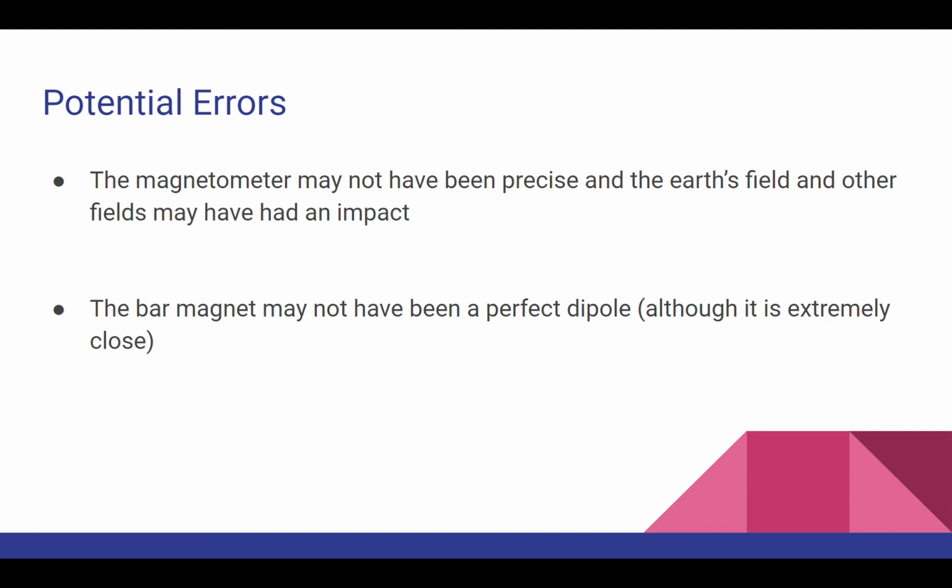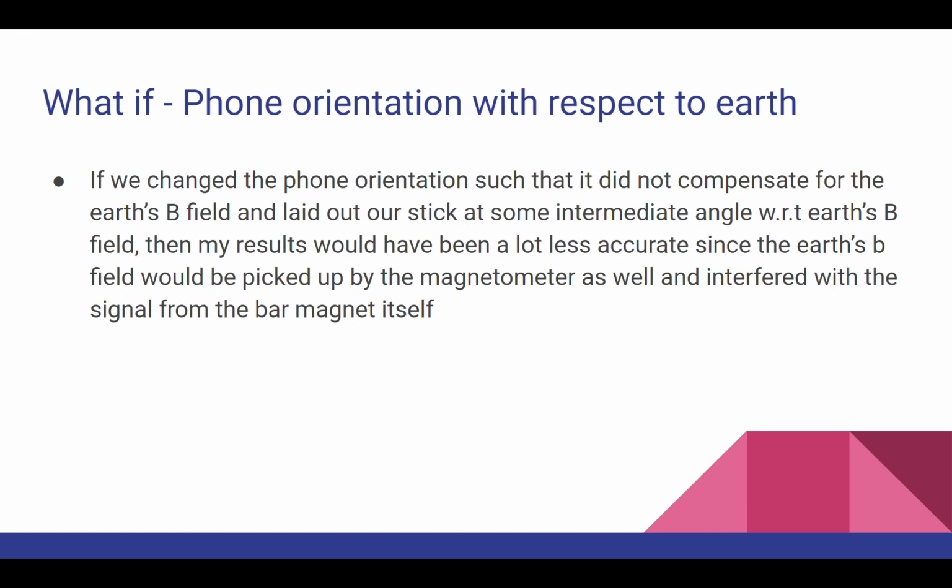There were a lot of potential errors that could have happened in my experiment. One thing being that the magnetometer may not have been precise, and the Earth's field and other fields may have also had an impact because maybe it wasn't perfectly aligned the way it should have been, right? I was placing it with my hand, so it might not have been perfect. As well as this, the bar magnet could be considered to not be a perfect dipole, even though it is super close. It might not be exactly what we wanted for the experiment.